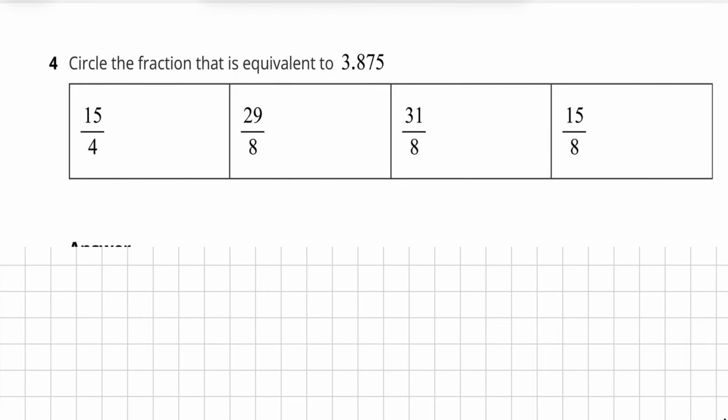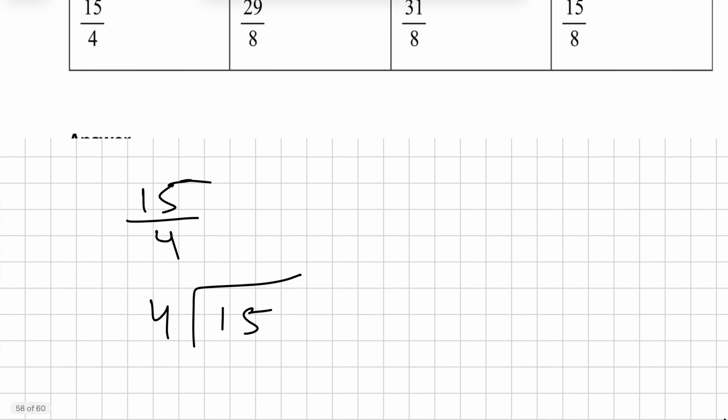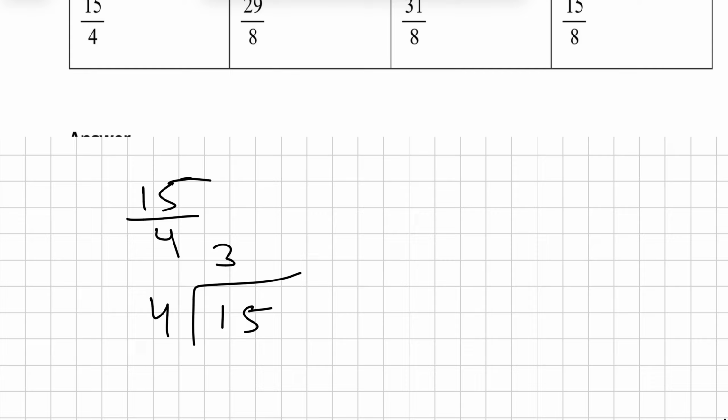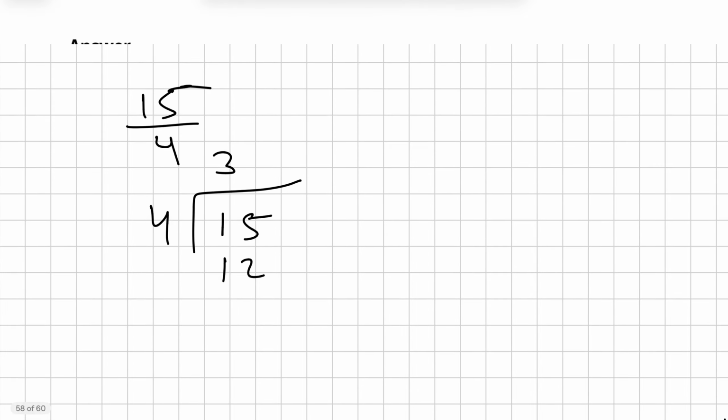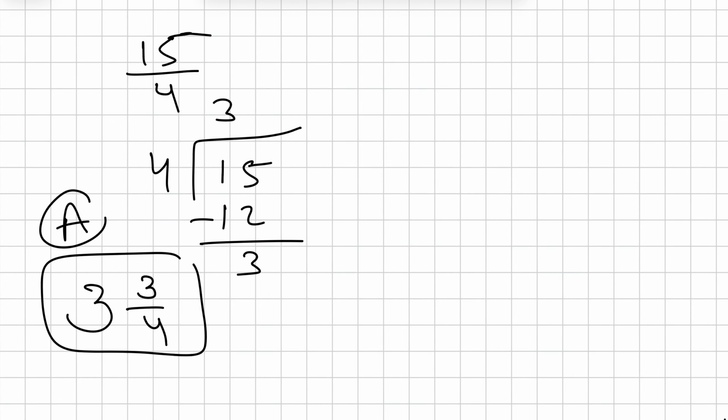Let's start with the first one, which is 15 over 4. We're going to use long division here to change the improper fraction into a mixed number. 4 here, 15 there. The nearest thing we can get is 3 times 4, which is 12, and subtracting gives me 3. So the answer is 3 3/4. That's option A.